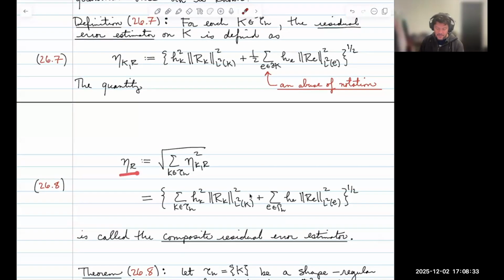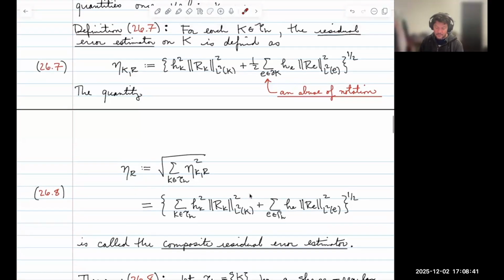And sometimes this object is also going to be useful to us. If I take all of these residual error estimators and I square them, sum them up over all the triangles, and then take the square root, that gives me this object here. This is what's called the composite error estimator.